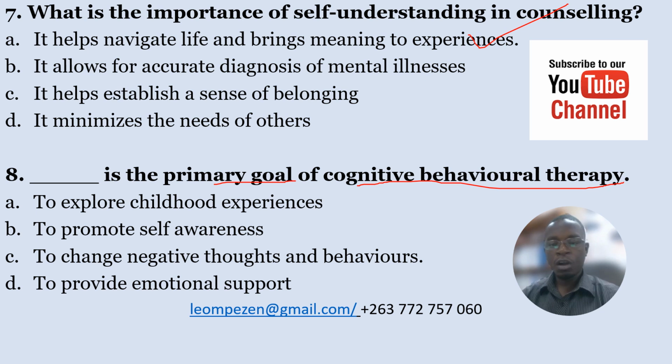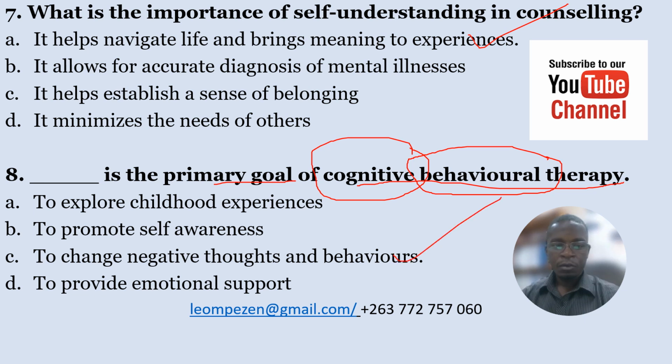When you talk about cognitive behavioral therapy, cognition has to do with individuals' thoughts. In behavioral therapy, behavior means actions and behaviors. So when you look at the 4 options, the correct answer here is C. One of the primary goals of cognitive behavioral therapy is to change negative thoughts and behaviors.